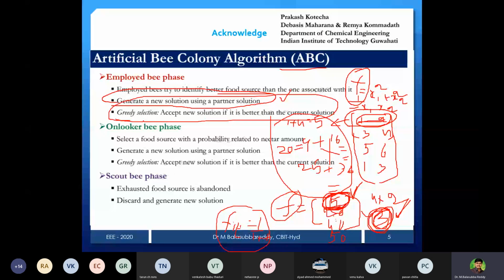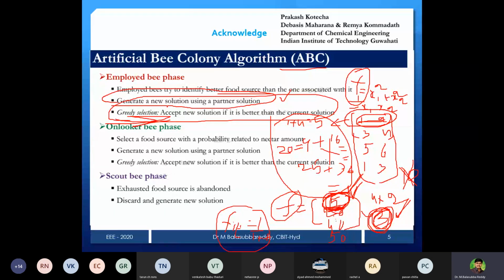Now it is very clear. Greedy selection means that when you are modifying something, you compare the old value and the new value. If the new value is better than the old value, you retain the new value. Or if the old value is better than the new value, suppose you get a new value of 10 but the old value is 5, then the new solution is worse than the first one. That's why you keep the older one as it is and discard the new one. That is what we call greedy selection.